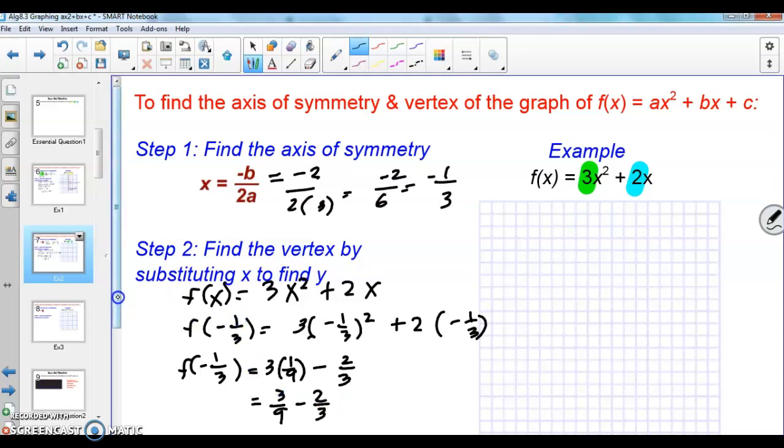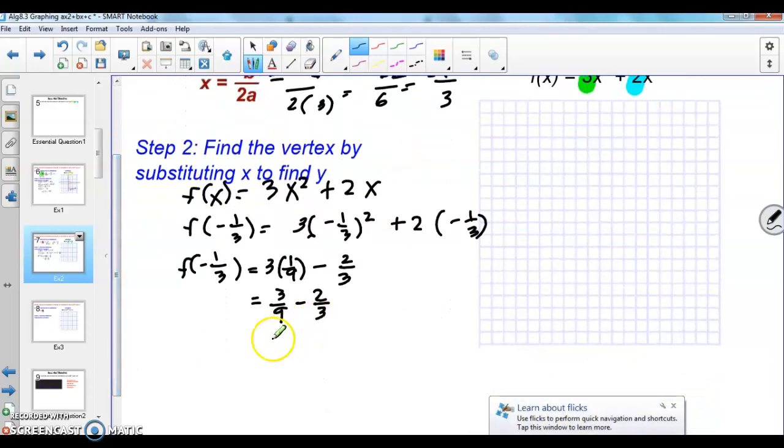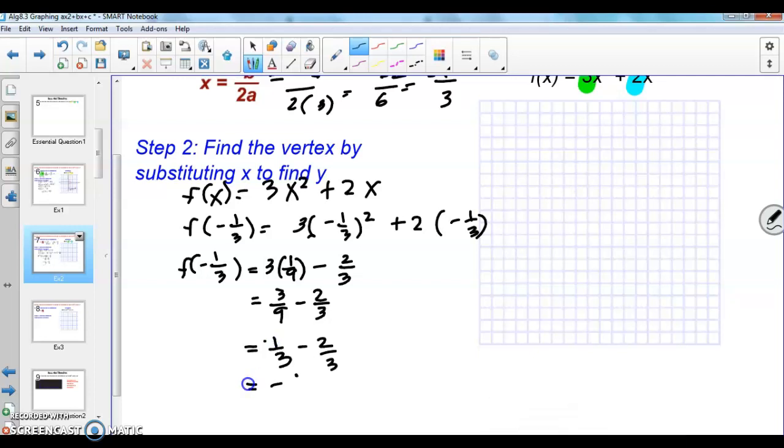Okay, 3 over 9 can be reduced as 1/3 and then subtract 2/3. So your final answer here will become -1/3. So the vertex of this function will be at (-1/3, -1/3). Or it could also be changed into decimals, which will be (-0.3, -0.3), which is easier when you're graphing because you could see where it is on the x-axis.